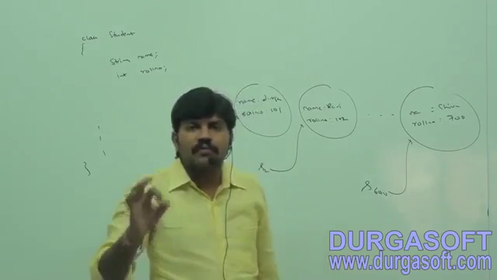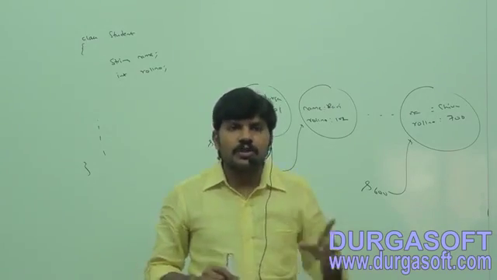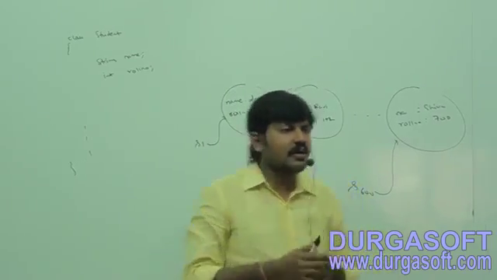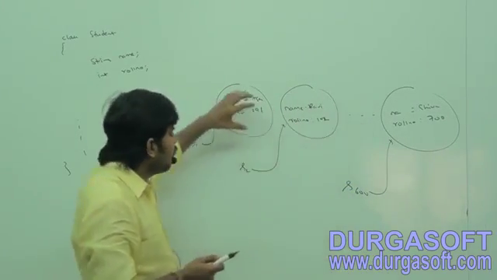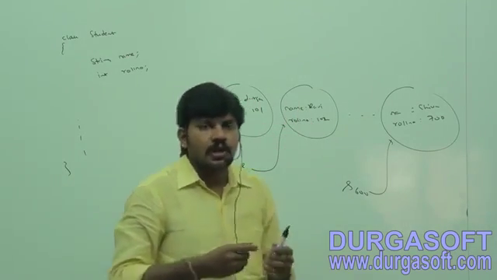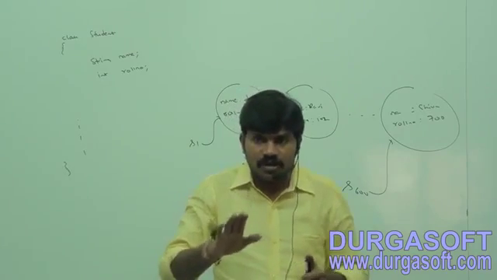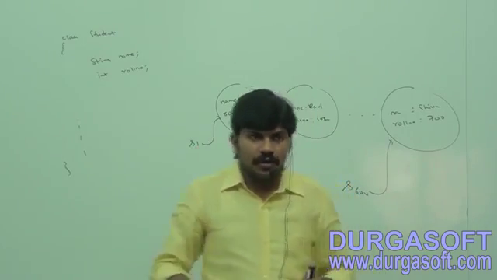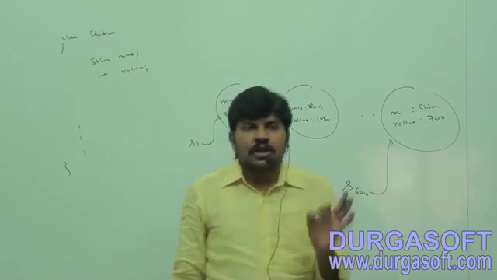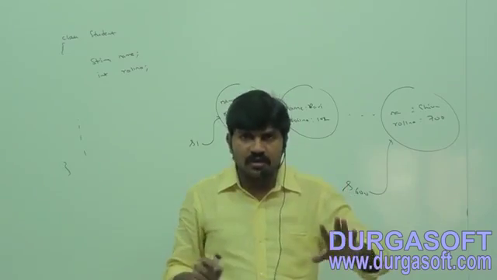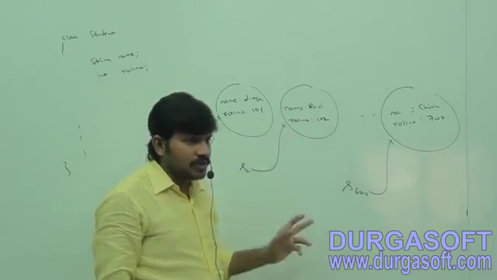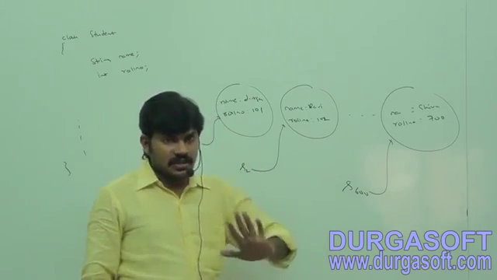If the value of a variable varies from object to object, such variables are called instance variables, or object level variables. For every object there are separate copies, that's why these variables are also known as object level variables. Are you able to understand? If the value of a variable varies from object to object, such variables are called instance variables.